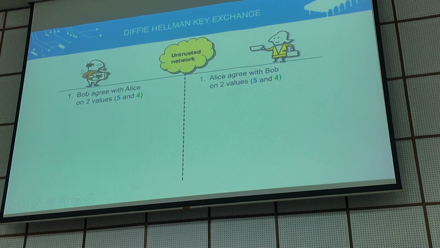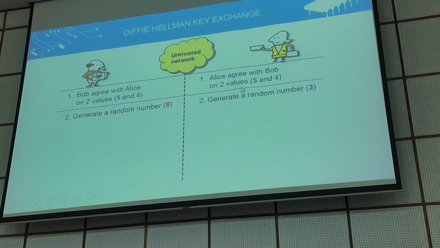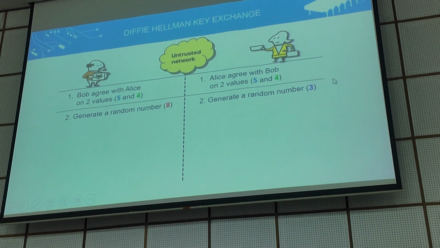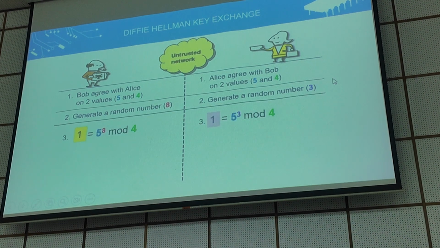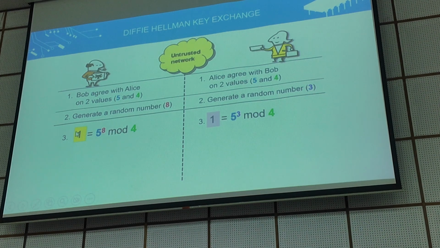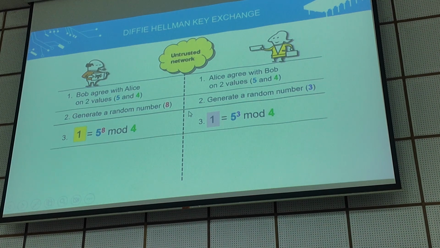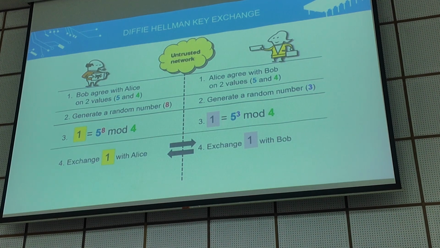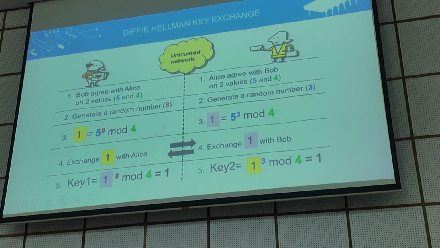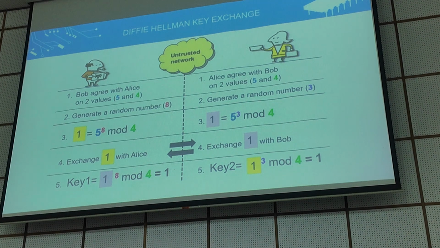For example, they agree on the two values, 5 and 4. After that, this boy chooses number 8, this girl chooses number 3 as the random number. Then use the formula to calculate the key. The output is 1 and 1. Then they exchange the output. After exchange, they use the formula again to find out the secret key. So this is a Diffie-Hellman key exchange. The objective of this is to distribute the secret key to another party.